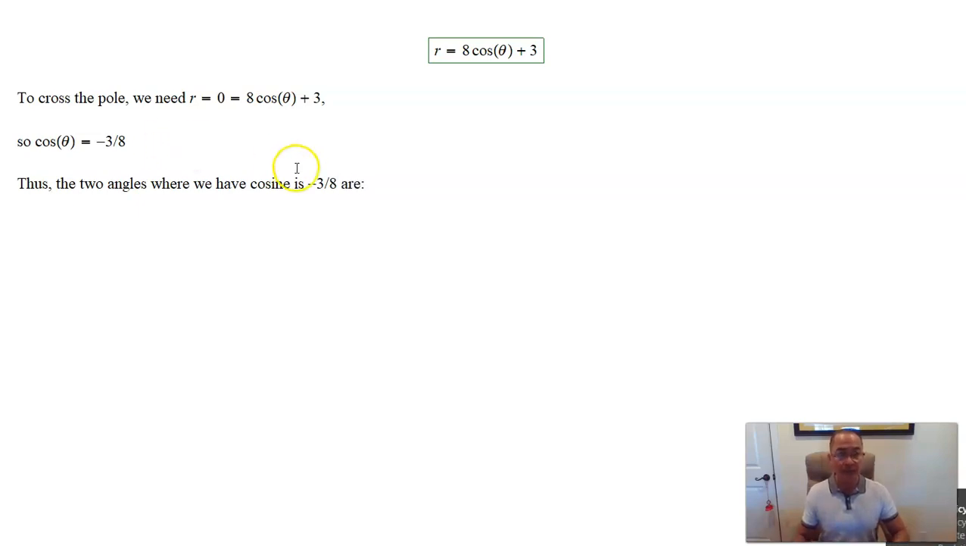So one of them, let's call it alpha. Alpha is arc cos of negative 3 over 8.